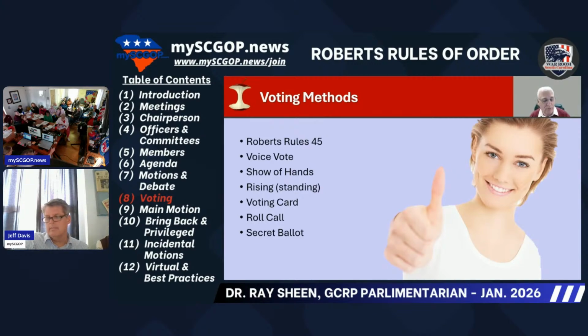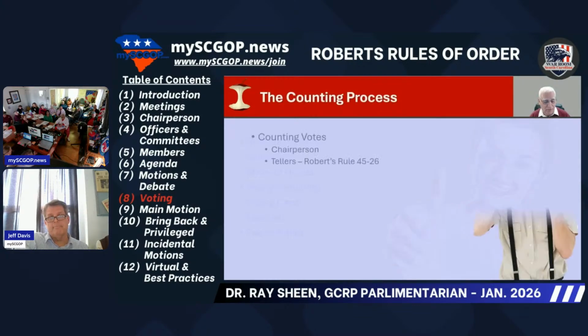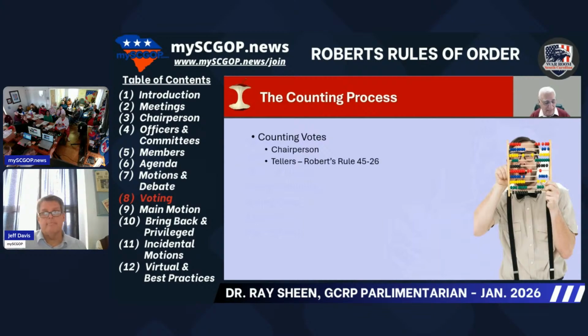Robert's Rule 45-23 states that the secret ballot must be on paper, not using an electronic voting method, unless there is a rule in the bylaws that specifically allows that. Now let's look at several other aspects associated with voting. The first one involves counting. The chairperson is responsible for the count, but they often have a teller or teller committee that assists them.